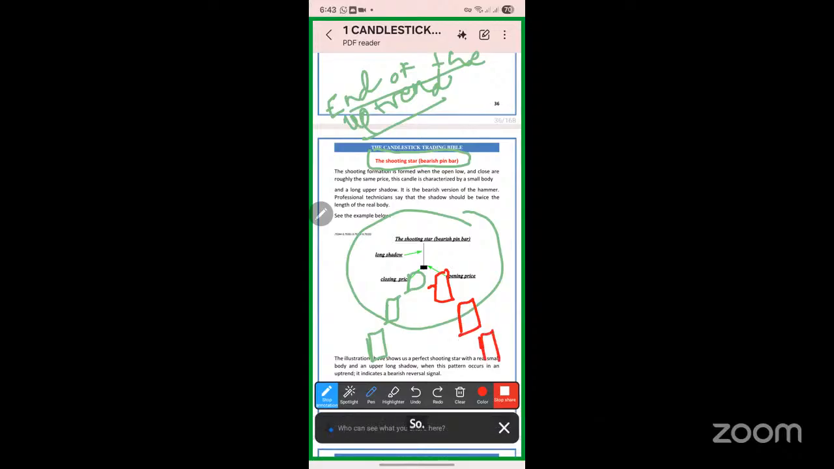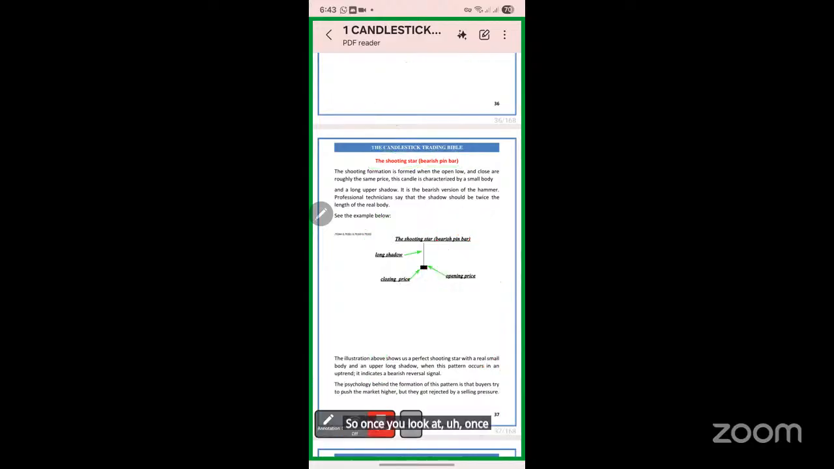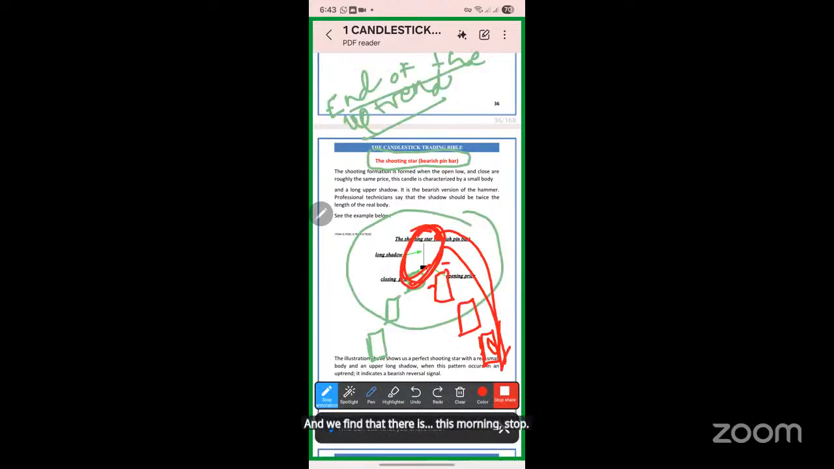So this chart pattern indicates the market reversing to the downward side. That's why it is formed at the end of the uptrend, to reverse the direction down. So once you look at your chart and you find that there is a shooting star, just know the market is going down.